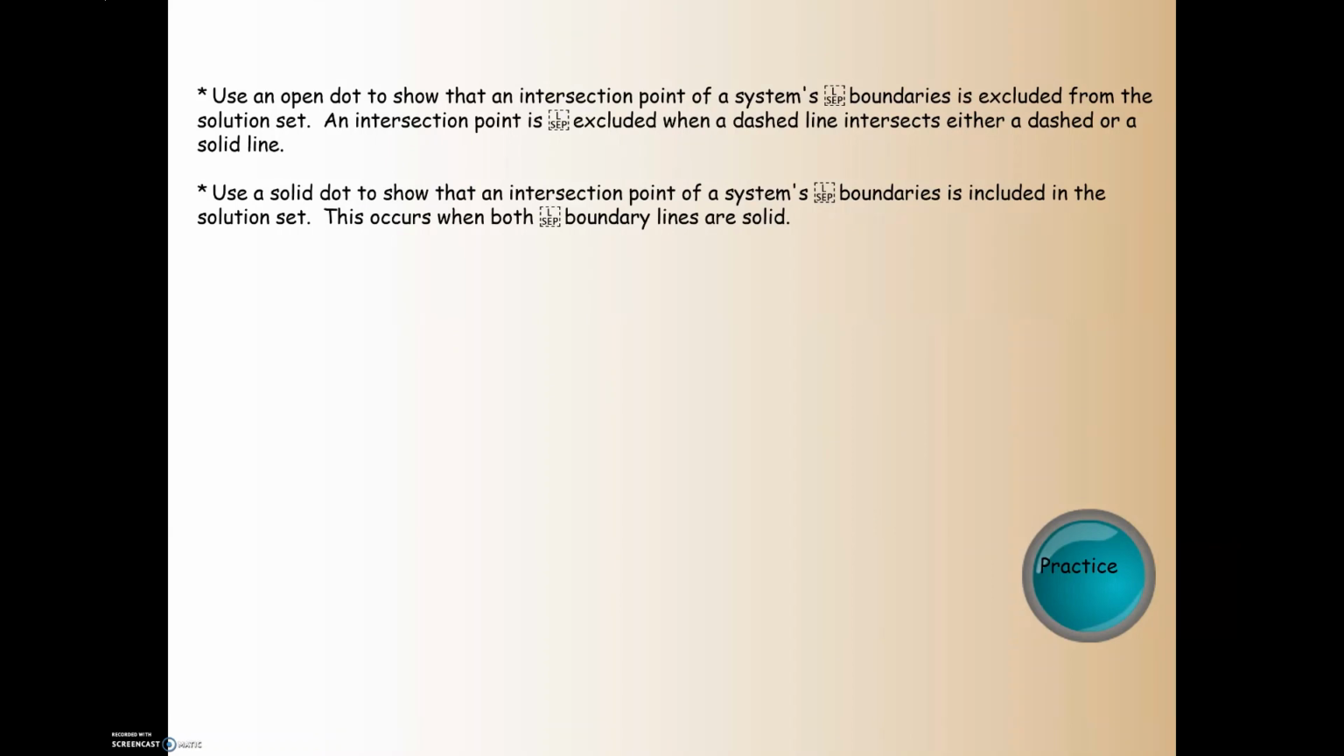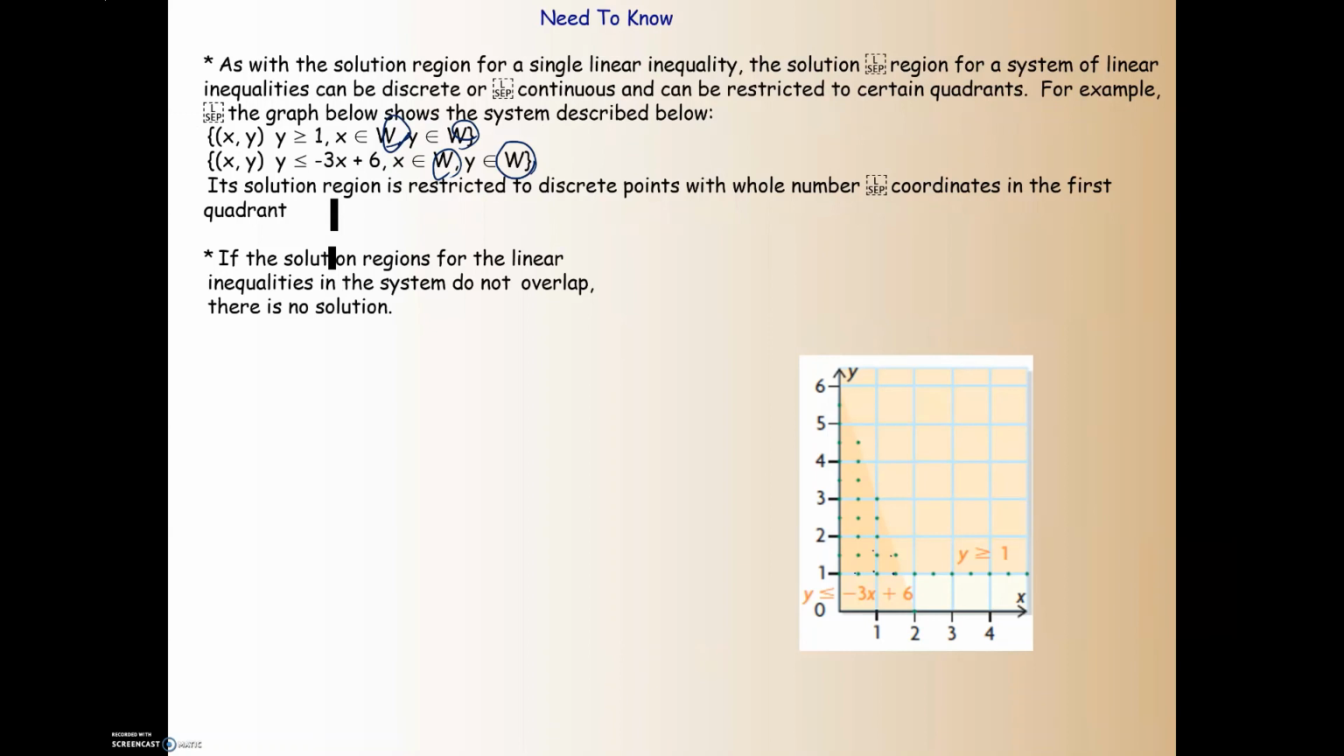So use an open dot to show that an intersection point of a system's boundaries is excluded from the solution set. An intersection point is excluded when a dashed line intersects either a dashed line or a solid line. So let's go back. Notice in this question, this line here is dashed, and this one is solid. So we would use that open dot to show that the intersection is not included.